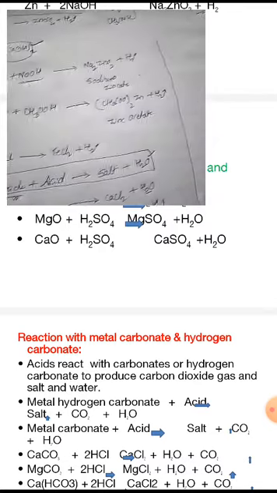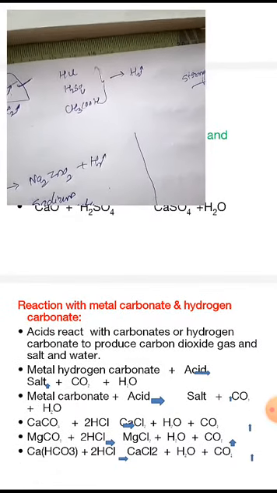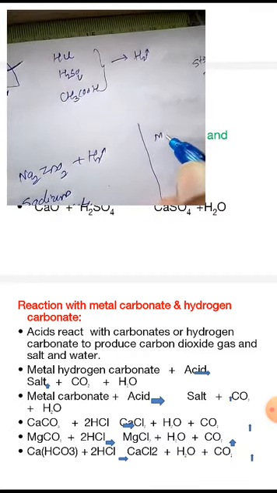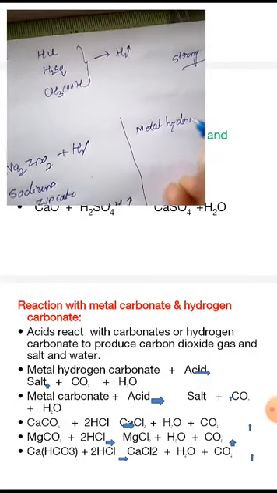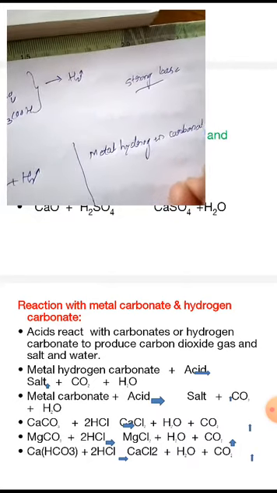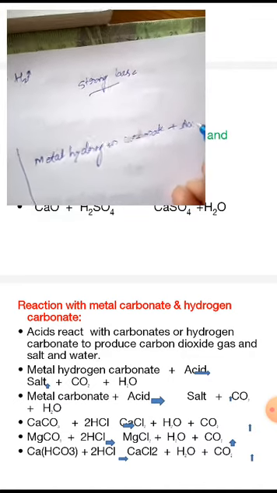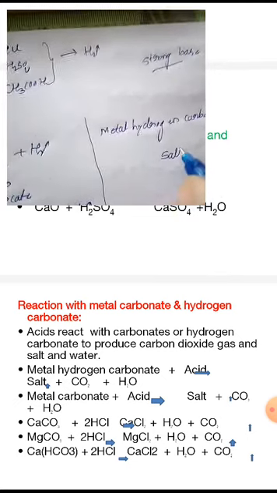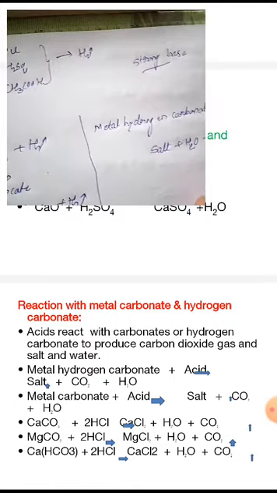Okay, we'll go to see the next one. What happens when metal hydrogen carbonate reacts with acid? Okay, I'll write the general formula here again. Metal hydrogen carbonate reacts with acid, it produces, same, what does it produce? It produces salt and water, and it produces carbon dioxide.